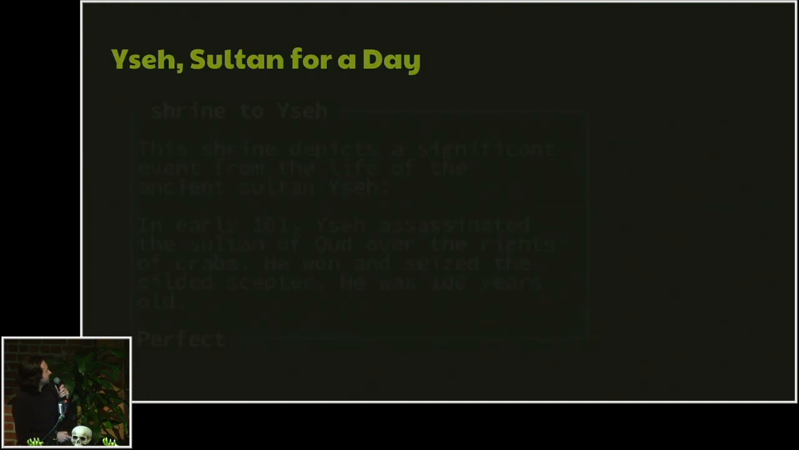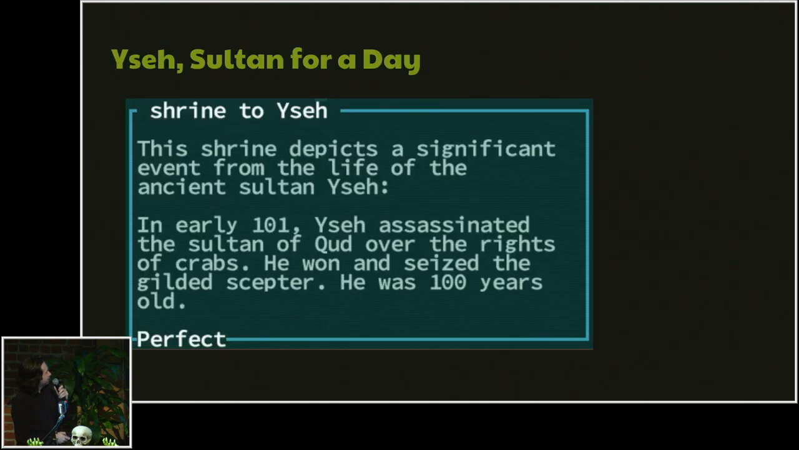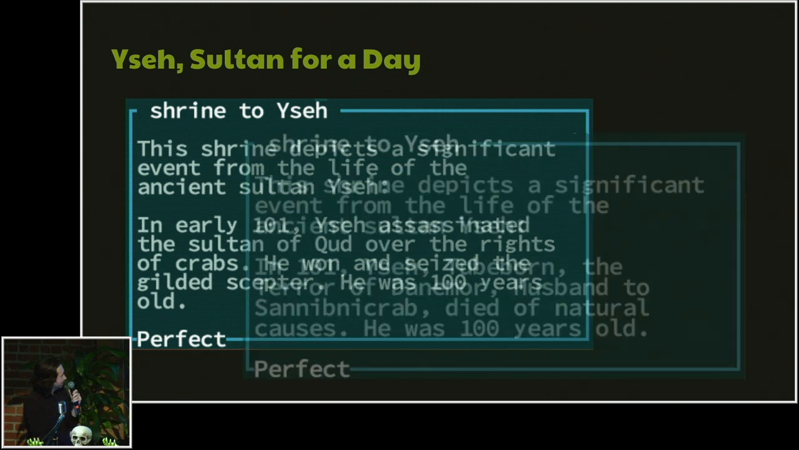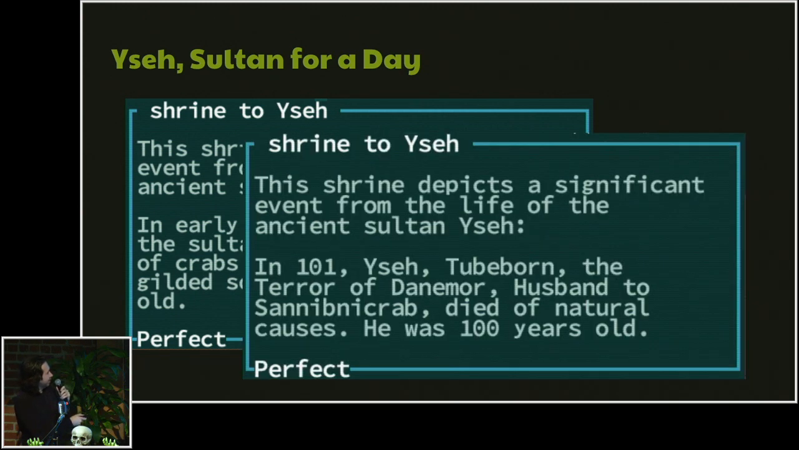So this is Issei, a shrine to Issei. In early 101, Issei assassinated the Sultan of Qud over the rights of crabs. He won and seized the gilded scepter. He was 100 years old. And then the very next event, in 101, Issei, the terror of Danemore, husband to Senibknekrab, died of natural causes. He was 100 years old. So he waited 100 years in his life, and then he became sultan, and then the following day he died.